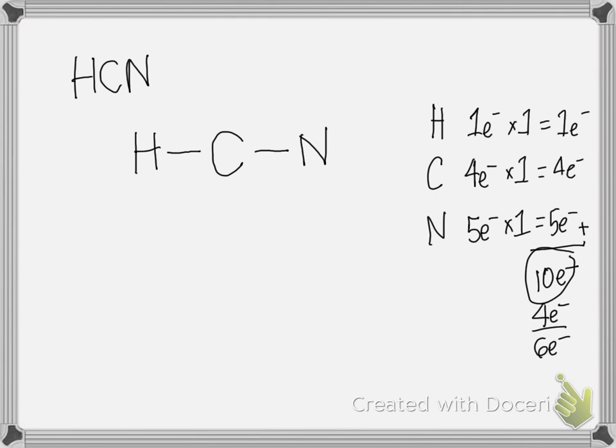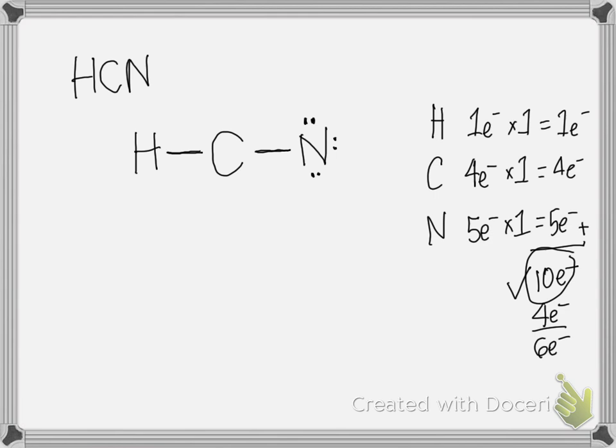But then looking at the nitrogen here, it needs 3 pairs, right? Because it only has 2. So I'm going to add 3 pairs. So that's 1, 2, 3. Now, if I count up my electrons, I've used 2, 4, 6, 8, 10. So I've used all 10 electrons. I have no more electrons to place on my structure.